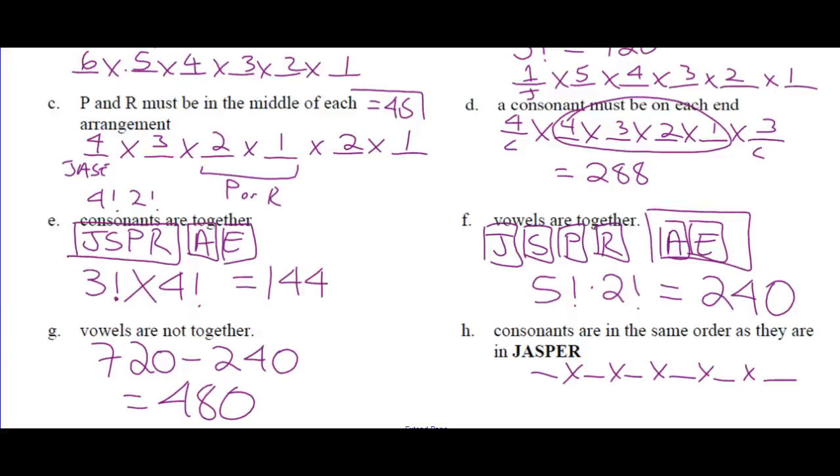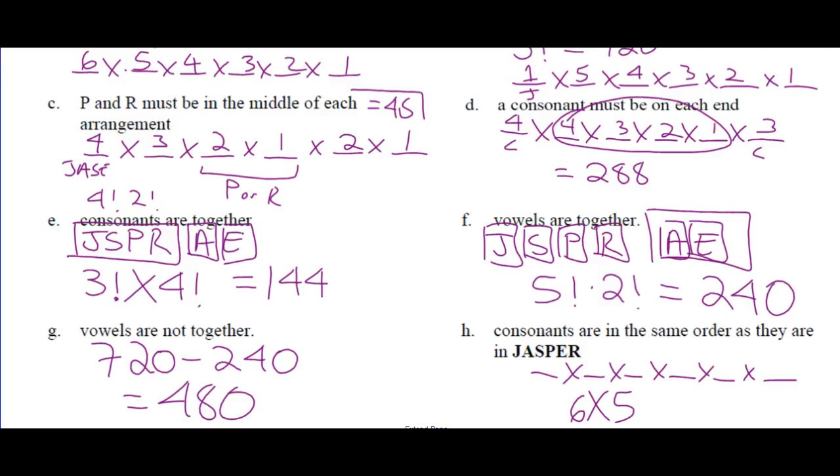Okay, how many choices do I have to put down the A? Where can I put the A? How many spaces? There's 6 spots available, right? So I can put the A in any one of 6 spots. Where can I put the E? In any one of the 5 remaining spots. Where do the JSPR go? They go in order where they have to.